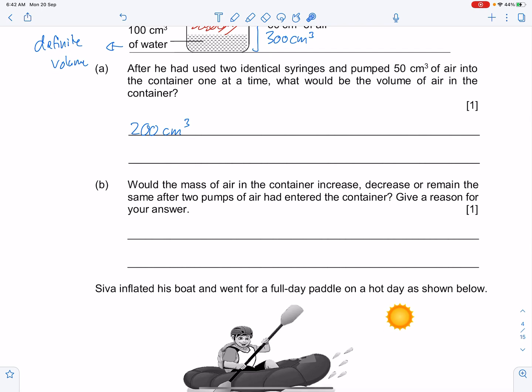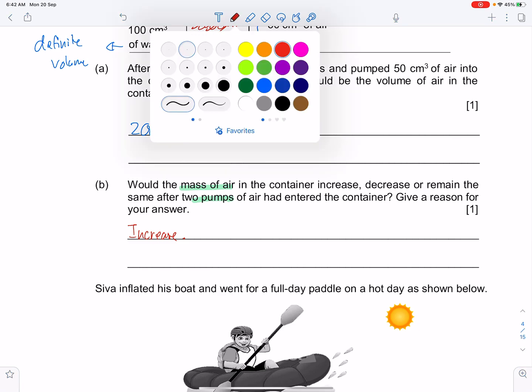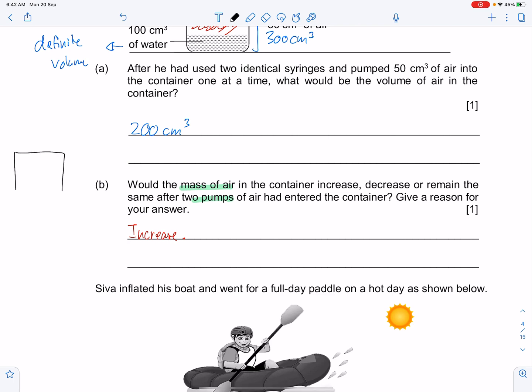Now, would the mass of air in the container increase, decrease, or remain the same after 2 pumps of air had entered? Give a reason for your answer. Now, the answer would be, okay, it would increase. Now, why is this so? Remember, mass is defined as the amount of matter that makes up a substance, right? The amount of matter.